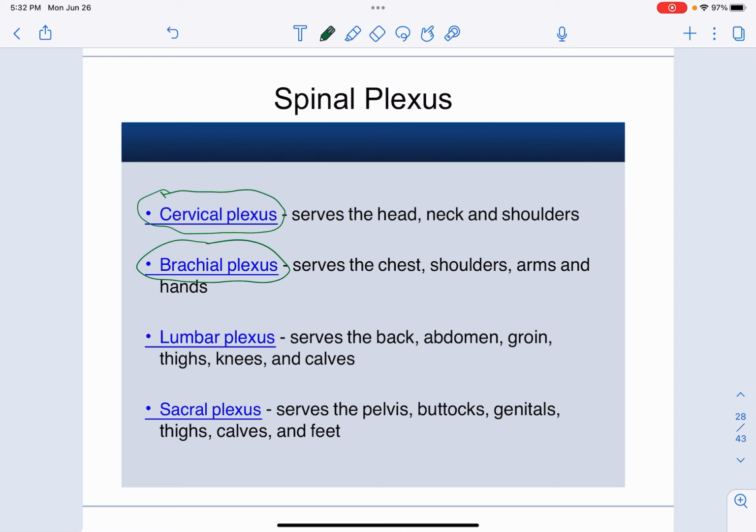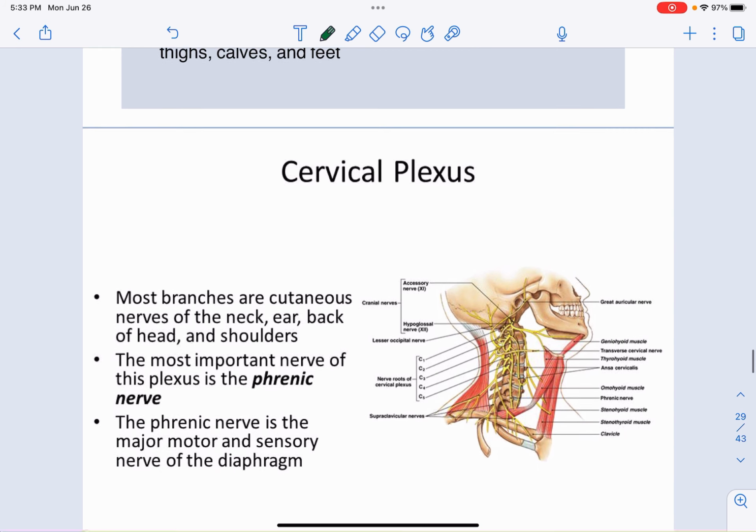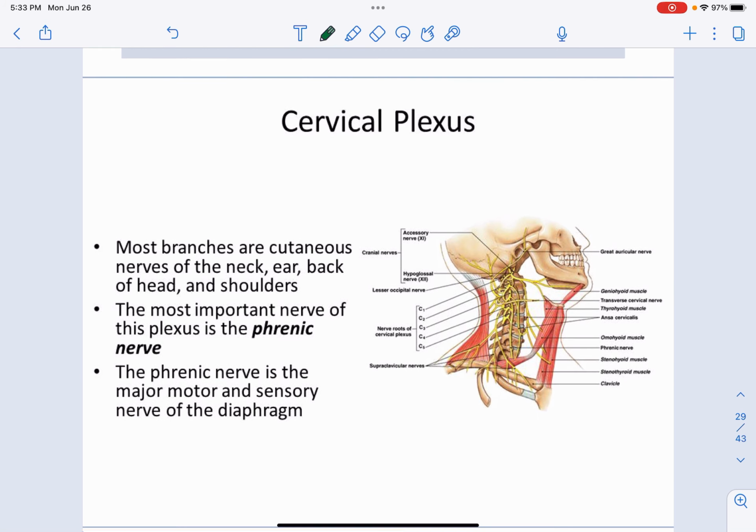This isn't something I would ask you, but you need to know some of the nerves that are being derived from these plexuses. And as I get into it in this next slide or two, I'm going to highlight those features that I want you to understand. All right, so for instance, on the cervical plexus, again, there's a lot of nerves that are coming off of this cervical plexus, okay? But I really just want you to know one of them, and it's a very important nerve. All right, and it is called the phrenic nerve, okay?